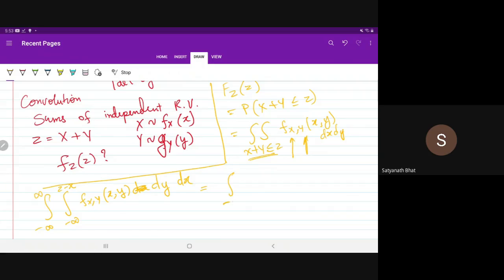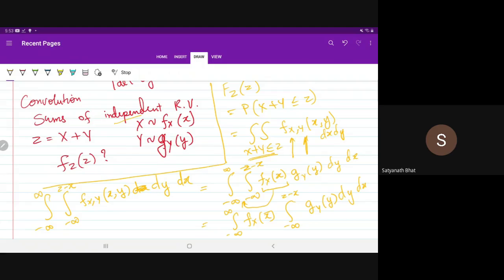What you get is the integral from minus infinity to infinity. Since this is a sum of independent random variables, we can write f_XY as f_X of x times g_Y of y, dy dx. We can pull f_X of x out, because it doesn't matter for the integration over y. So we write this as the integral from minus infinity to infinity of f_X of x, times the integral from minus infinity to z minus x of g_Y of y dy, dx.